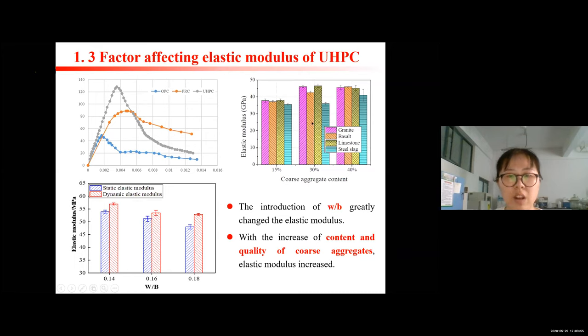This figure and this figure. So the water to bond ratio greatly changes the elastic modulus. With the increase of content and quality of coarse aggregate, the elastic modulus increased. However, it is necessary to ensure enough mixture to cover the inclusions as aggregate increases.